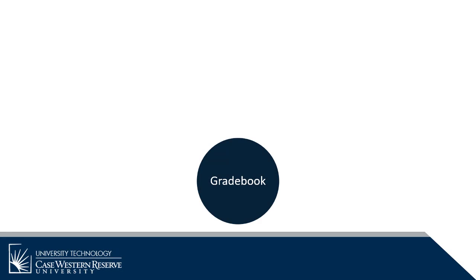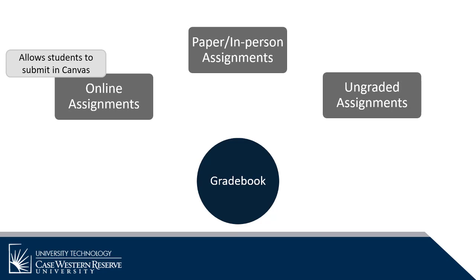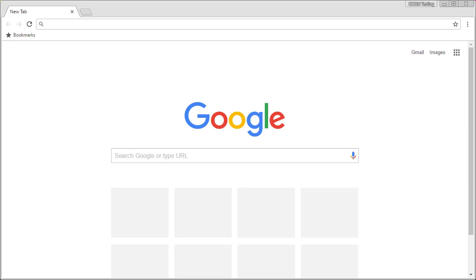and the gradebook. While assignments in Canvas can collect student file submissions online, they can also act as placeholders for in-person or ungraded assignments. These placeholders allow you to enter grades in the gradebook without collecting student submissions through Canvas. In essence, creating an assignment is how you add columns to the gradebook, whether or not you're collecting submissions online. Let's take a look at how to create assignments in Canvas and the options that are available.